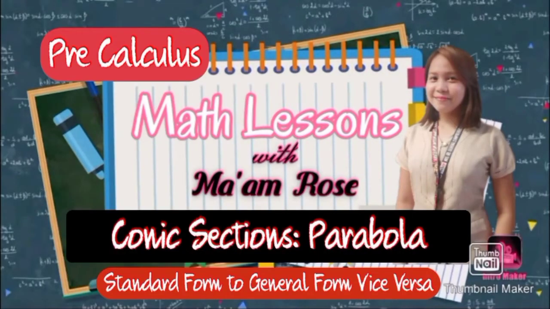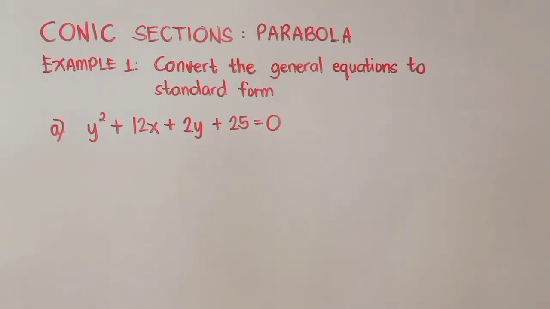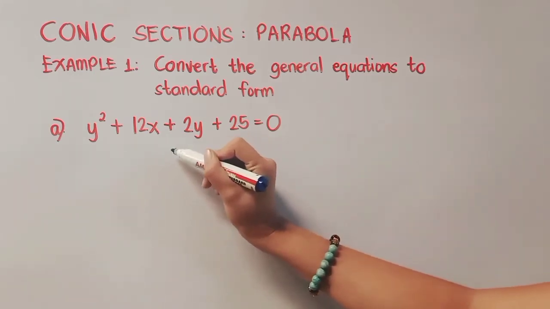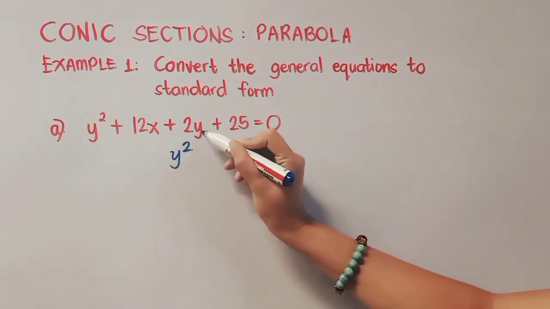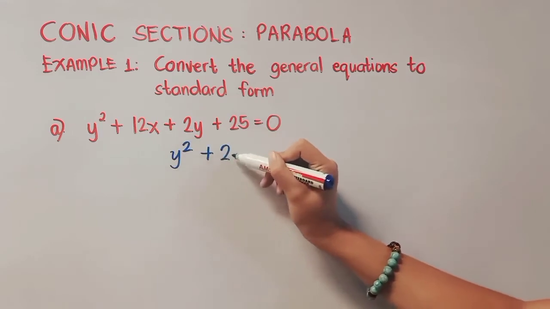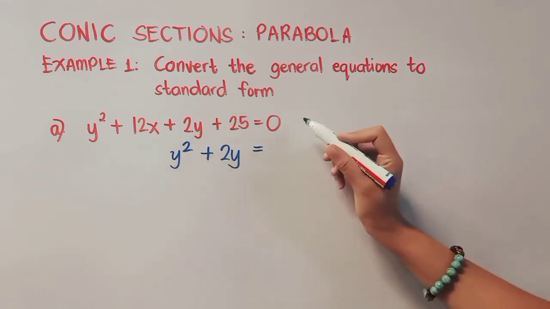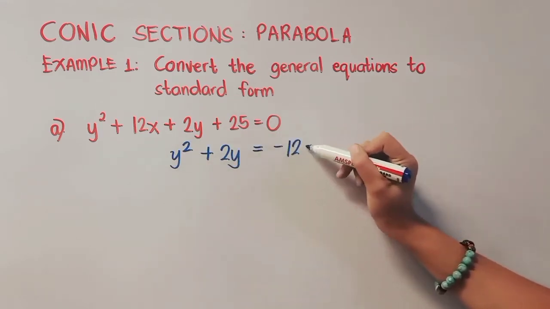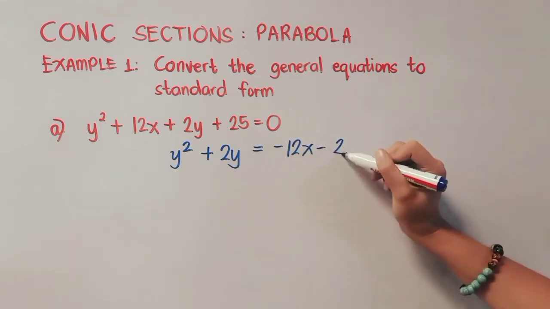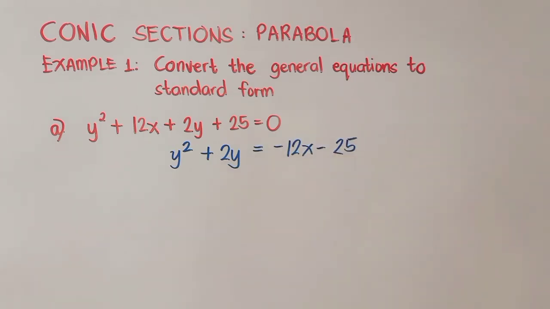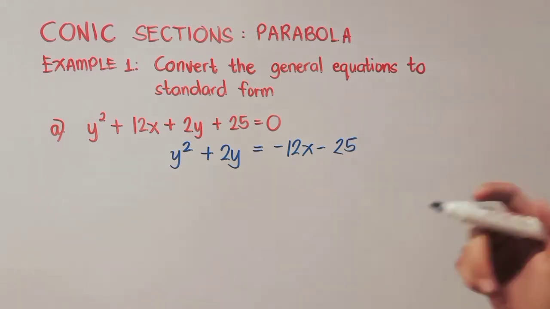For today, we will discuss about standard form to general form and vice versa. General to standard form. First thing that you have to notice is the variable with the exponent 2. So in this one, we have y. Therefore, place all the terms with the variable y on the left side. So we have y squared plus 2y and then transpose the rest to the right side. Remember that in transposing terms, you have to change the sign.